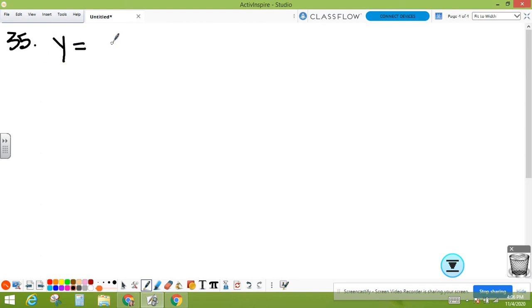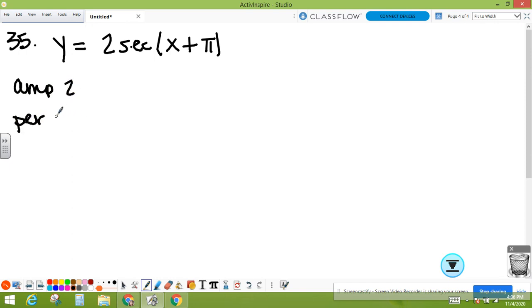All right, so you have 2 secant, pretend like that dot's not there, x plus pi. All right, so we have an amp of 2. We have a period. Normally it'd be 2 pi because we have to use radians this time. And it's still going to be 2 pi because there's an understood 1 here. So your increments will be 2 pi over 4, which is pi over 2.